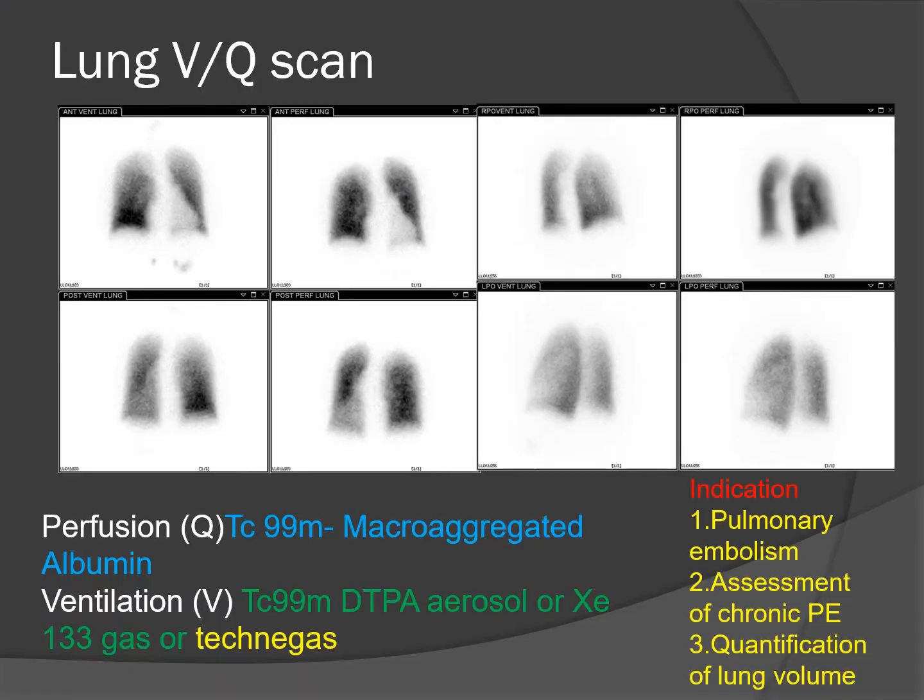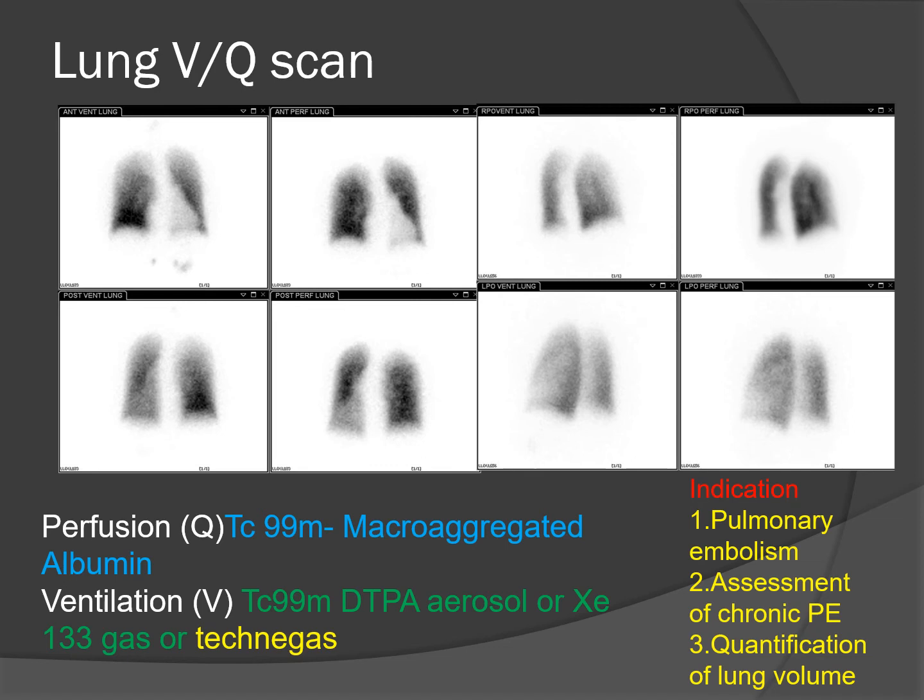Okay, we go to the lung VQ scan. V stands for ventilation, Q stands for perfusion. So this is a two-part procedure. The indication usually is to rule out a pulmonary embolism. In pulmonary embolism, there is what we call an obstruction in the pulmonary vessel.